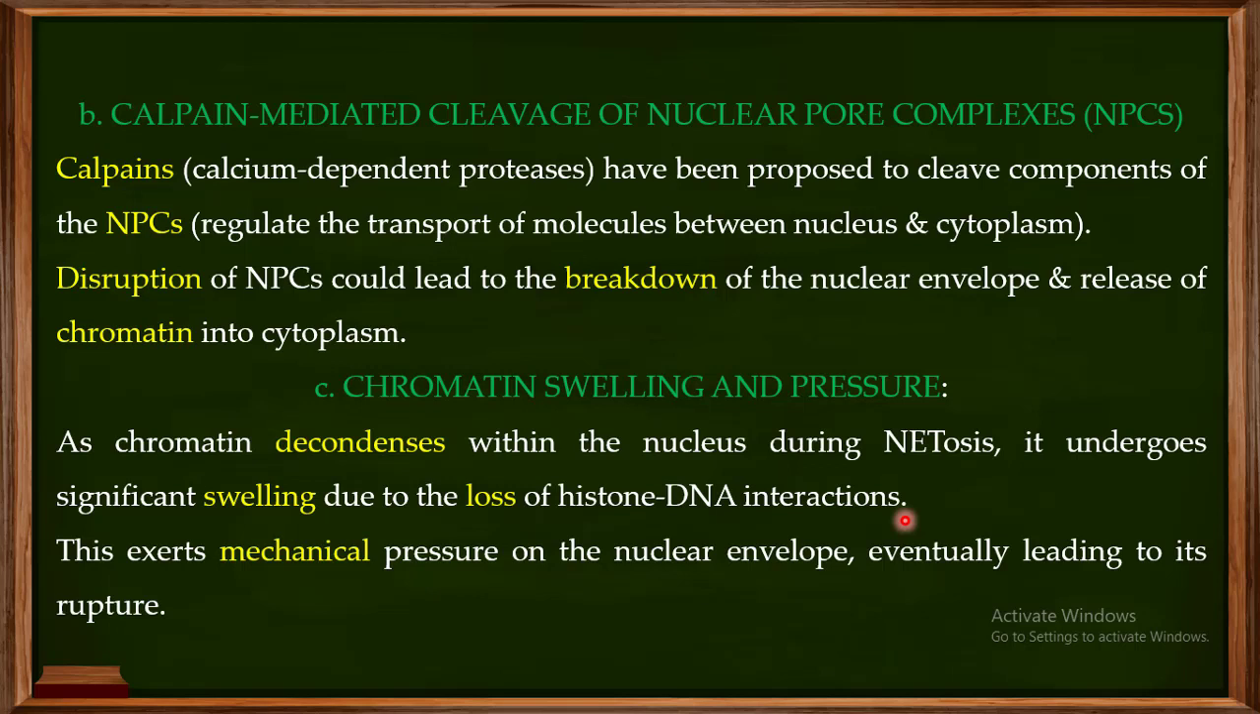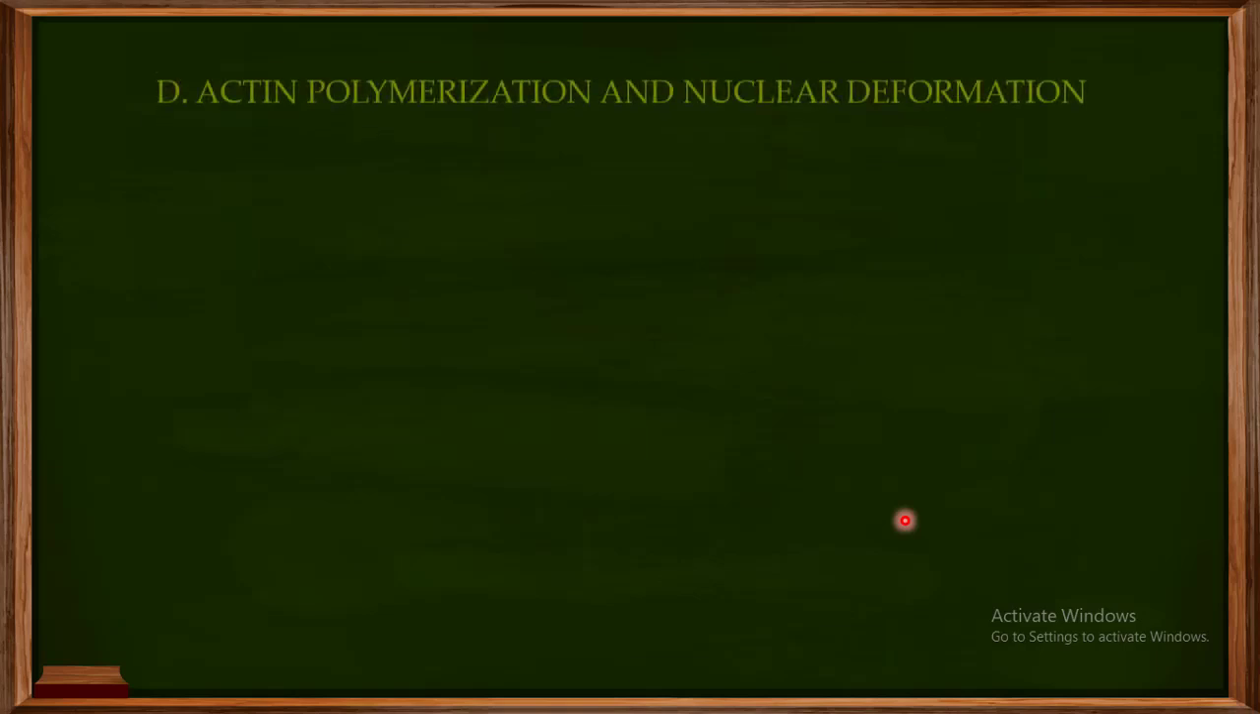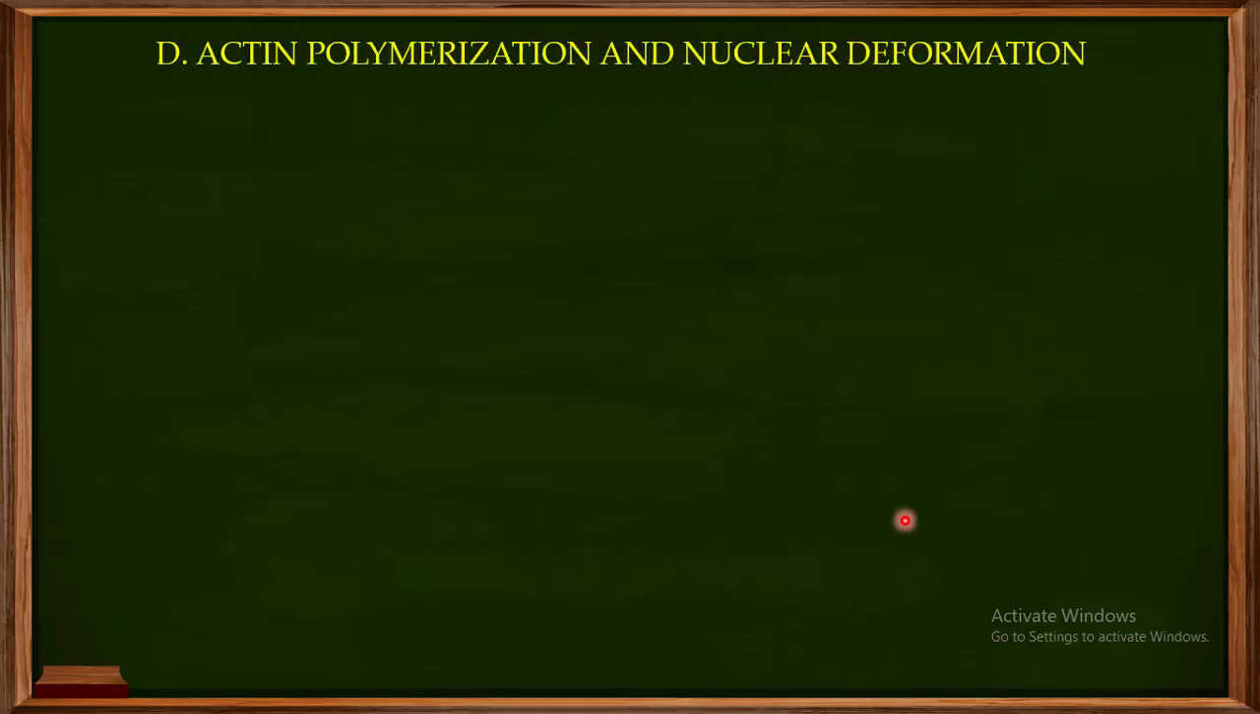For example, if the chromatin is 2 centimeters, the histone is going to condense this into 1 millimeter, for example. So 1 millimeter can easily fit into the nucleus. It is not going to exert any mechanical pressure on the nuclear membrane. But when the histones are gone, it again moves from 1 millimeter to 2 centimeters. That is going to exert pressure on the nuclear envelope, and that will eventually lead to the rupture of the nuclear envelope. The fourth mechanism that has been proposed is the actin polymerization and the nuclear deformation.